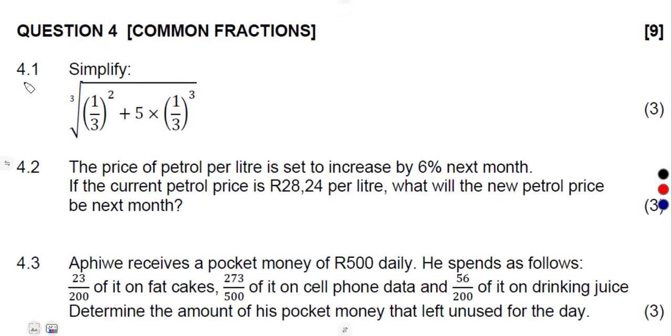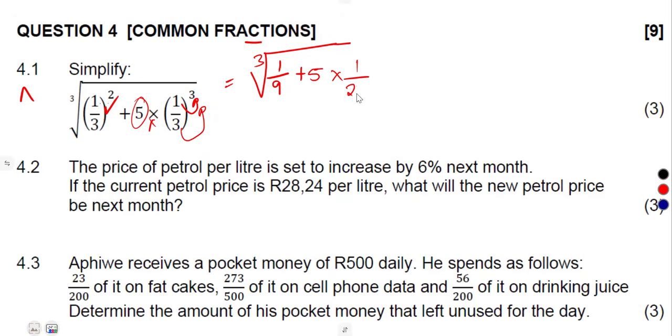Guys, there are so many ways that we can use to solve such equations. 4.3 on common fractions, simplify this. The cube root of, all right, so let's simplify 1 over 3 squared. So we're going to square everything. So that's the cube root of 1 squared over 3 squared, which is 9, plus there's a 5 here as it is. All right, then we've got a product here times 1 over 3 cubed. 1 to the exponent of 3, that's 1. 3 to the exponent of 3, that's 27.